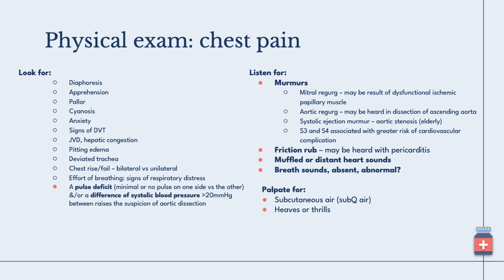Listen for any murmurs. So murmurs are going to be a really good tool here. So is there mitral regurg? This could be because of a papillary muscle rupture from an MI, aortic regurg, or systolic ejection murmur. So really not uncommon in those elderly patients with significant aortic stenosis. Is there a friction rub? So again, we associate that with pericarditis. Is there muffled or distant heart sound? So I'm thinking tamponade.